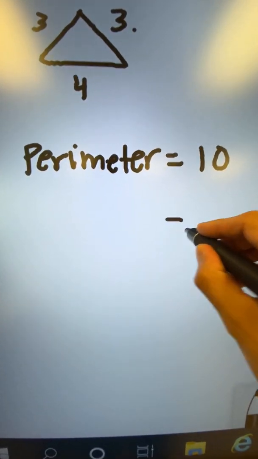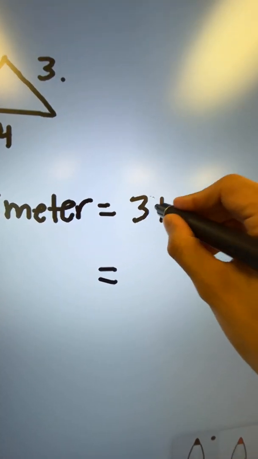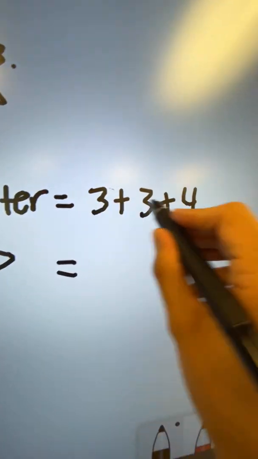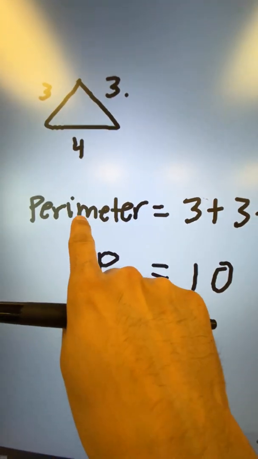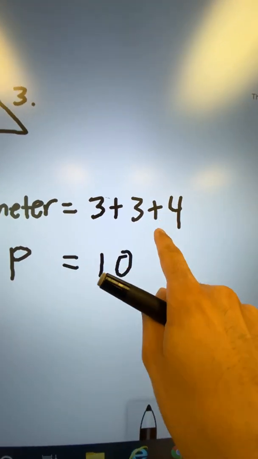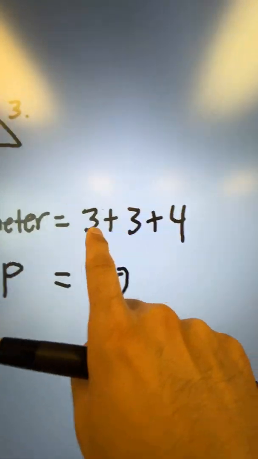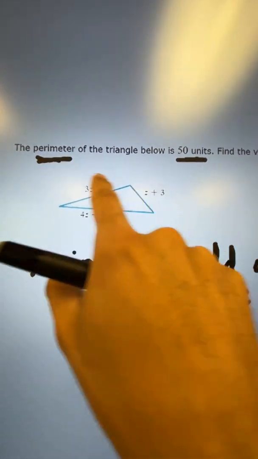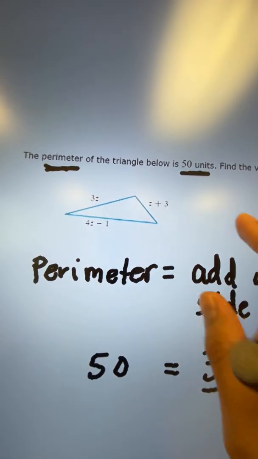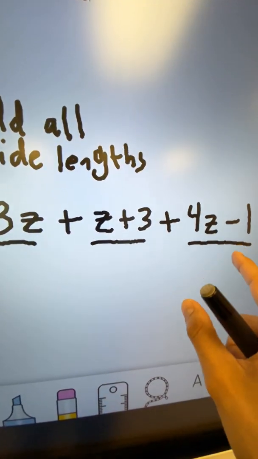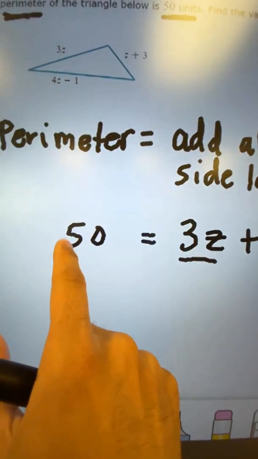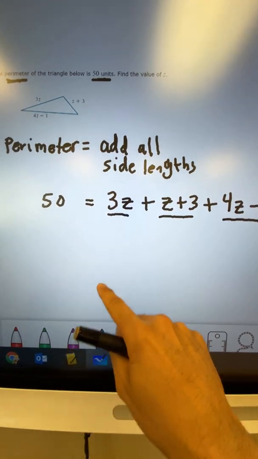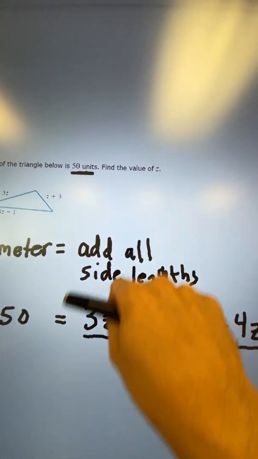Instead of the 10, to get the perimeter, that's what I did: 3 plus 3 plus 4. I'll just put P for perimeter. When you add it all up, you get 10. So to get the perimeter, you add up all the sides. The only difference is that here we had numbers to represent the actual lengths, but here we don't know how much z is, so we have expressions to represent the length of each side. It doesn't matter, because you just add them all together, and when you add these 3 sides together, you know the length should be 50. That's the setup for this equation. All you would have to do is solve for z, and then you would get the value of z.